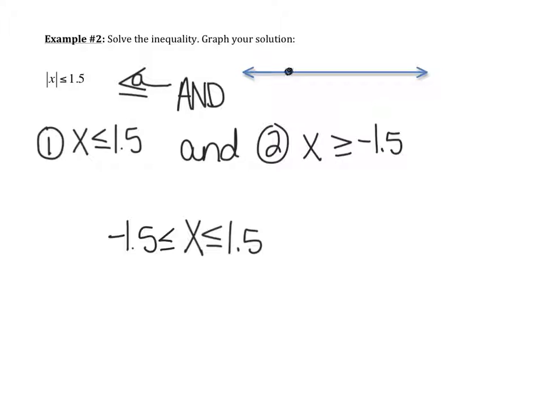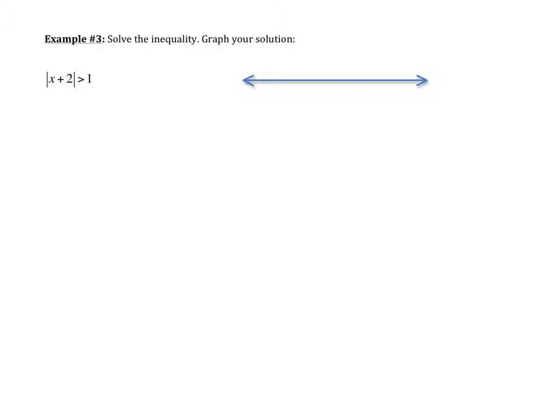To graph it, I'd have a filled-in circle at negative 1.5 and a filled-in circle at 1.5, and then I'll shade in between. So once again, this is how you would solve an "and" situation absolute value inequality problem. Here's example number 3, a little bit tougher problem. Solve the inequality, graph your solution.